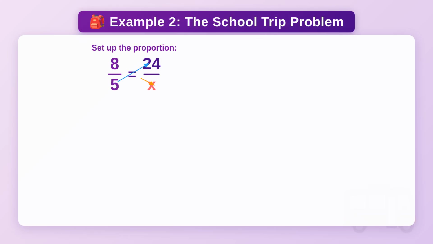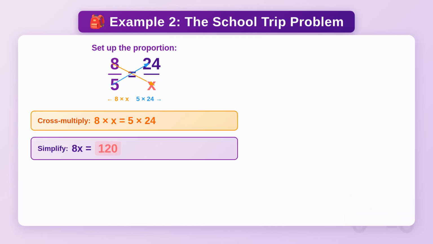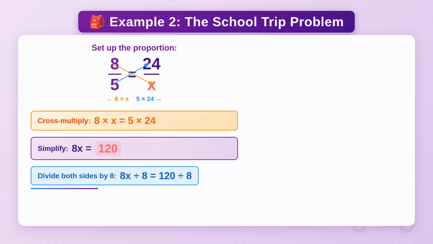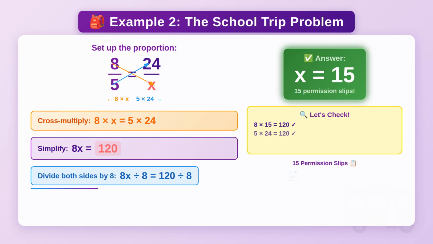Pretty clever, right? Maya's class is going on a field trip. If 8 students need 5 permission slips, how many permission slips are needed for 24 students? We set up 8 over 5 equals 24 over x. Cross multiply. 8 times x equals 5 times 24. 5 times 24 is 120. So 8 times x equals 120. Now divide both sides by 8. 120 divided by 8 is 15. So x equals 15. The class needs 15 permission slips.